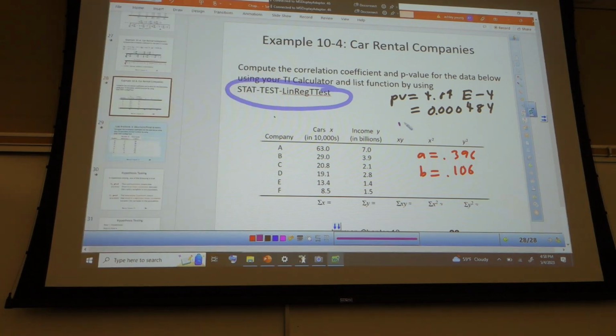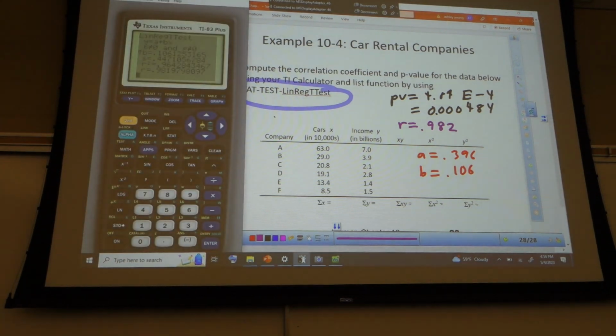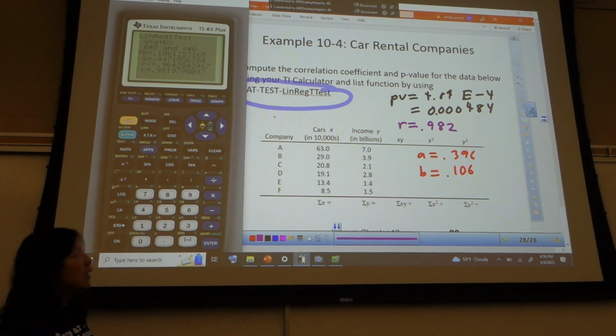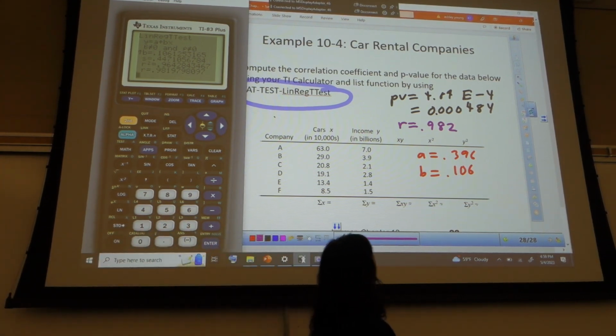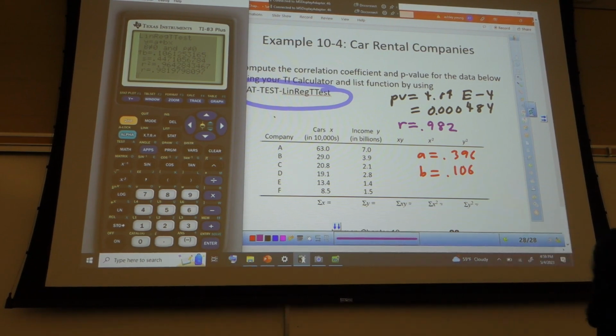All right, so then our R is 0.982, which is again exactly what we got from our painful manual calculations. Everybody feeling good with this? All right, so you're going to do your lin-reg t-test. While I'm here, let me show you one more thing that's useful.